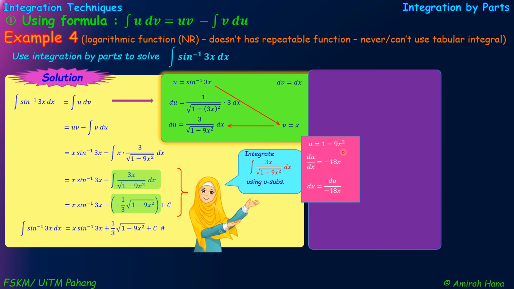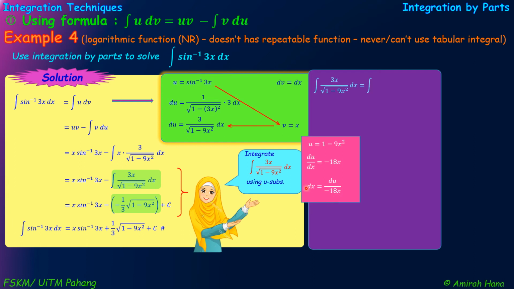Okay. And every time we integrate using u substitution, we need to differentiate. We differentiate u with respect to x. It equals du over dx, and then equals negative 18x. Then we need to write dx as the subject. So we just cross multiply from here. So we get dx equals du over negative 18x.